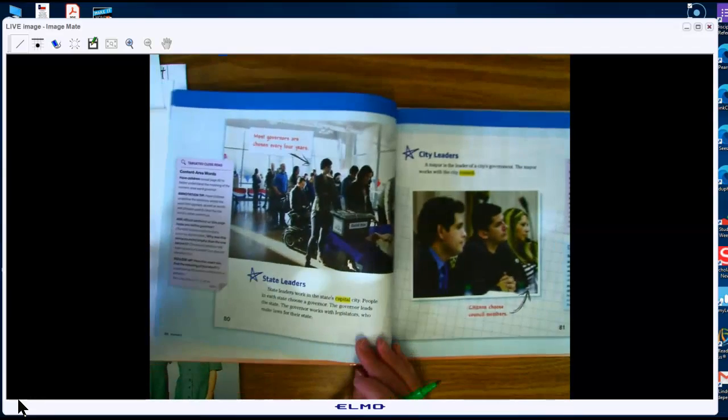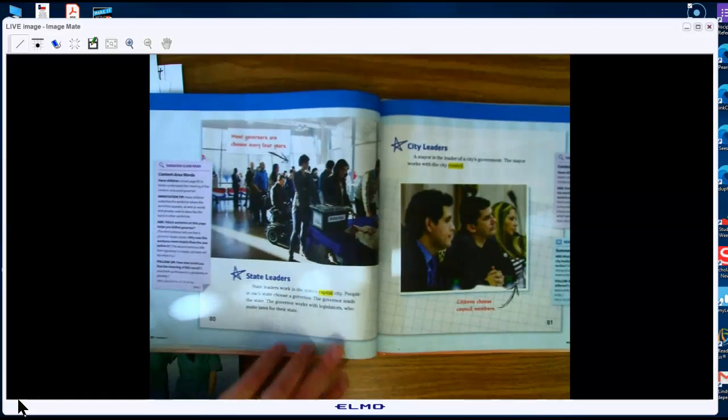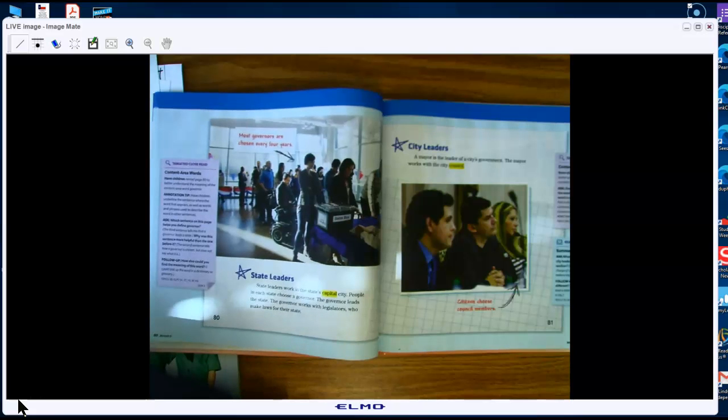All right, state leaders work in the state's capital city. People in each state choose a governor. The governor leads the state. The governor works with legislators who make laws for their state. So what sentence on this page helps you know what governor means? Find the sentence on this page that lets me know what governor means. There's one sentence that tells me exactly what the governor does. Everybody find it. Kinsler, find the sentence on this page that tells me what a governor is.